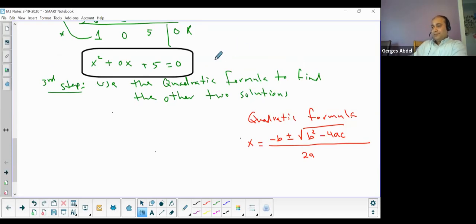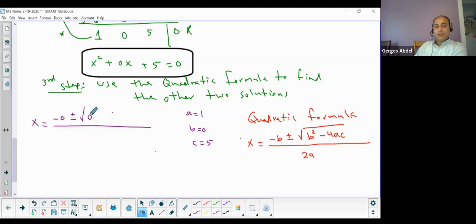Okay, do you get anything? Okay, let me go ahead and solve this one. So I got A. A equals 1, B equals 0, C equals 5. So that would be x equals negative B, so it's going to be negative 0, plus or minus square root of B squared, which is 0 squared, minus 4 times 1, 4A times C, which is 5. Divide by 2 times A, which is 1.